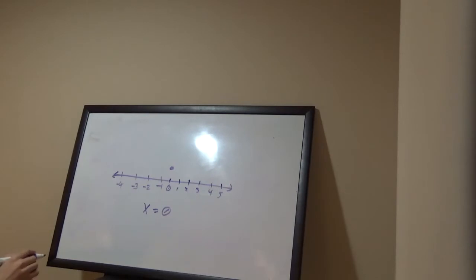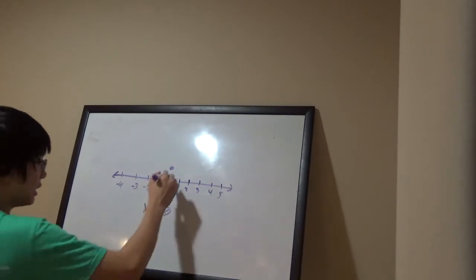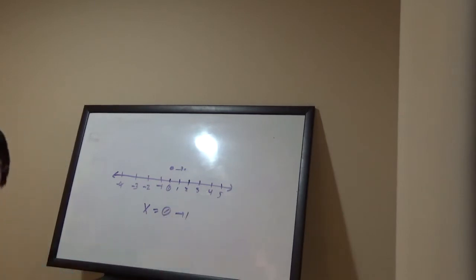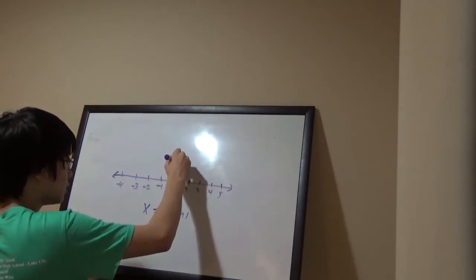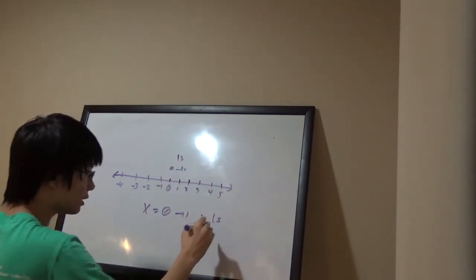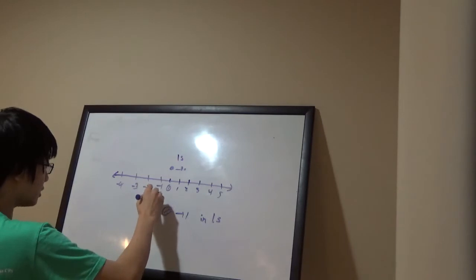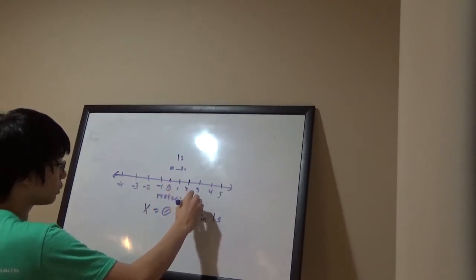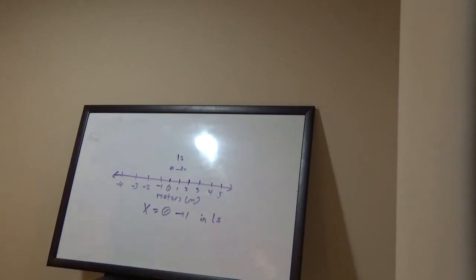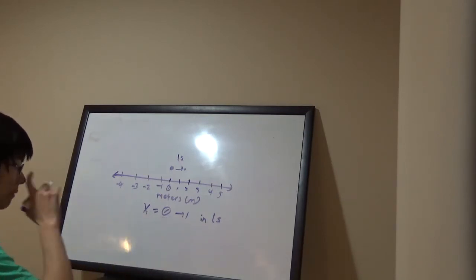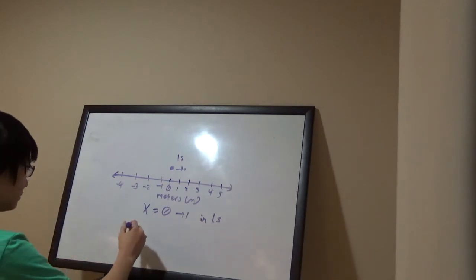Cool, we got position. Let's say it moves over here. Now its position has changed to 1. What if it took 1 second to move from here to here? Oh, and let's say the units for these are meters. When you're drawing graphs, you always want to label your axes, or else you might get points taken off, which is super sad.